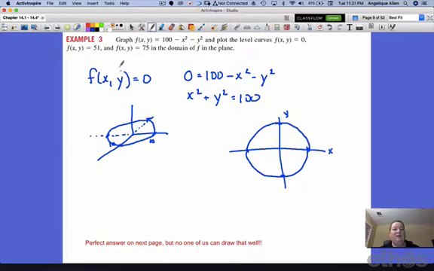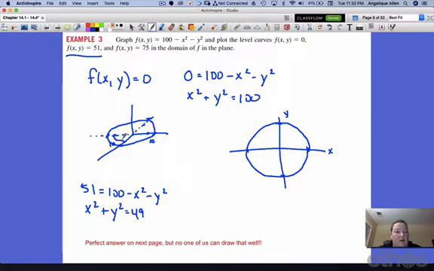Okay, well, then we need to deal with this function equals 51, so we take 51 equals 100 minus x squared minus y squared, and then we get x squared plus y squared equals 49. So this is a circle of radius 7, so we could come in a little bit. And we could draw, you see now why they chose particular numbers up here.